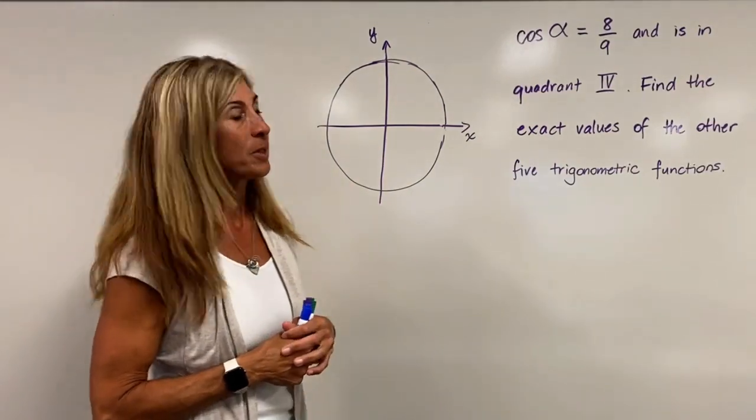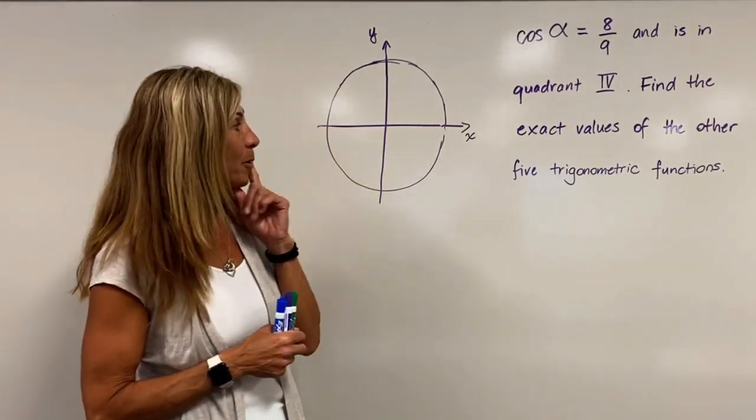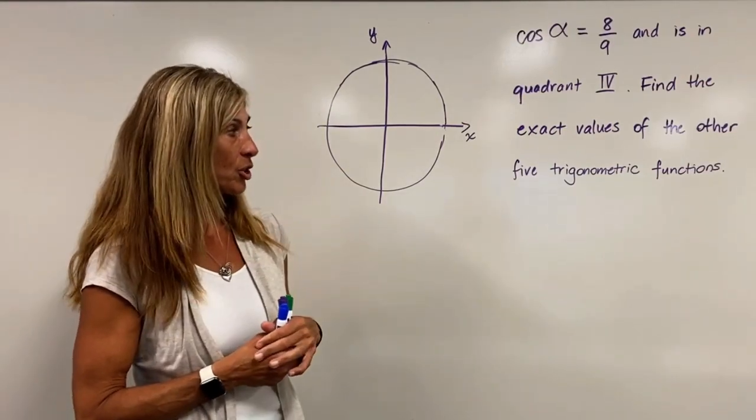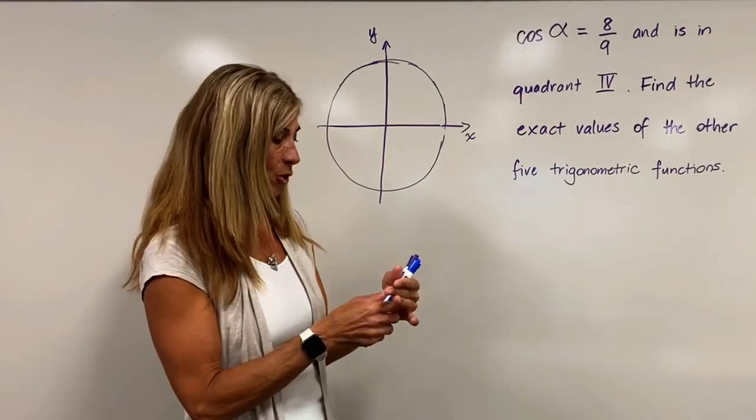Cosine of alpha equals 8/9 and alpha is in quadrant 4. Find the exact value of the other 5 trigonometric functions. We want to use the unit circle.